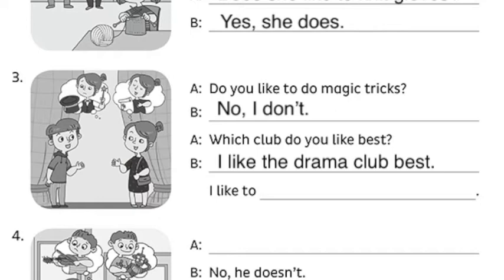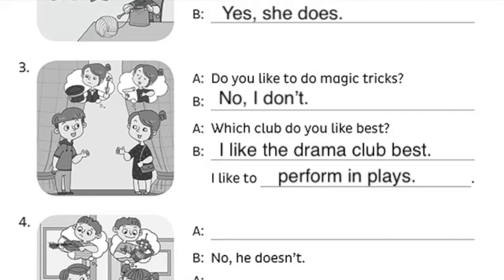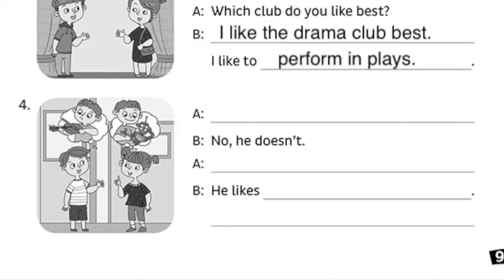I like to perform in plays. So that is the activity in the drama club. And the last one, number 4, we have two students here. It looks like the boy doesn't like to play music. He doesn't like to play an instrument. It looks like he likes to build robots.